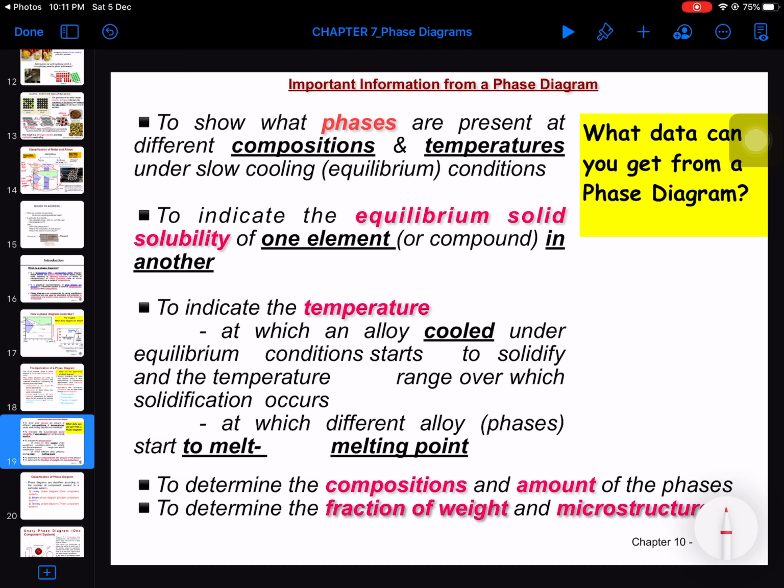which is the melting point. A phase diagram is also used to determine the composition and amount of phases, and also the weight fraction and the resultant microstructure. These are all things that were already mentioned in the previous slides: the phases present, the composition and the amount, the weight fraction, and the resultant microstructure.